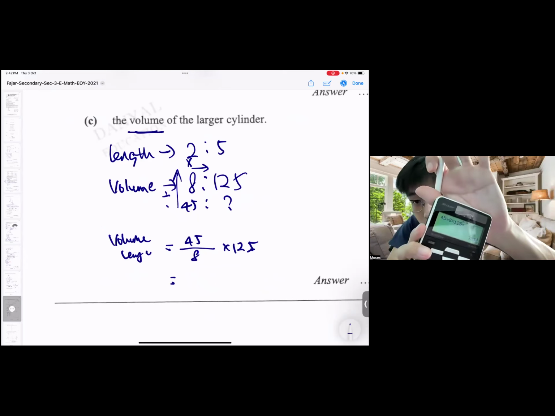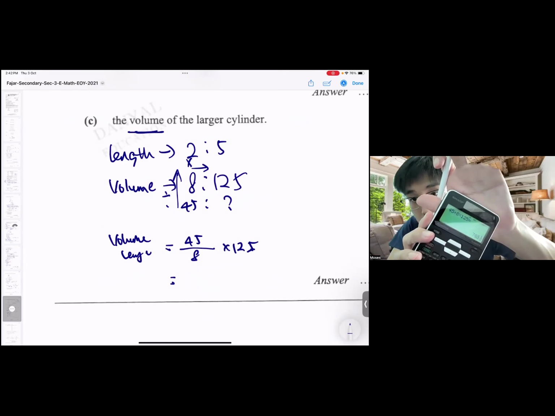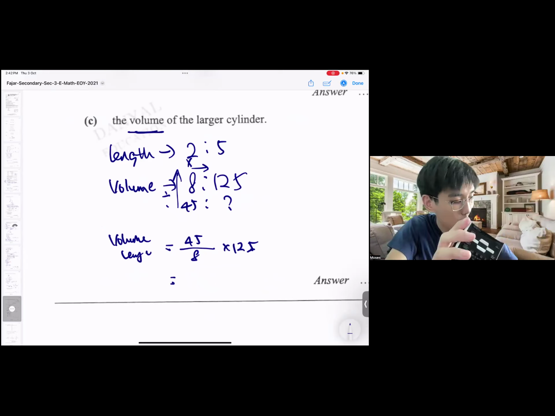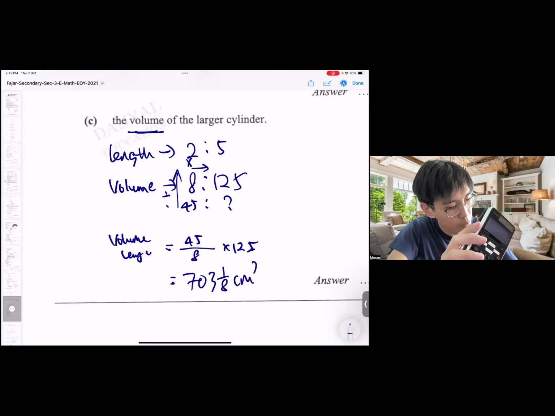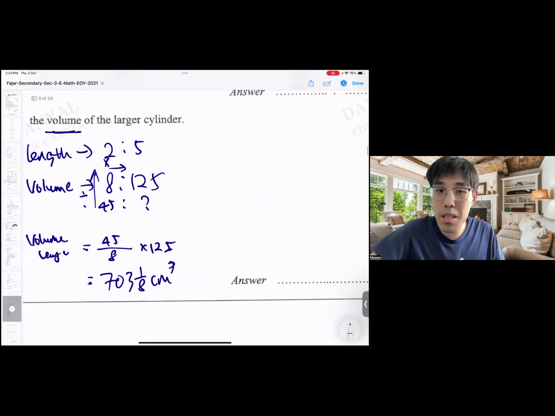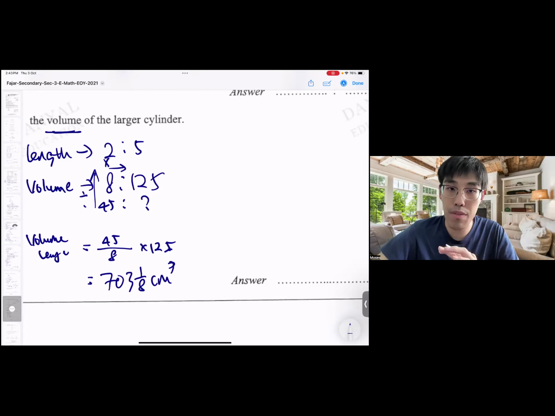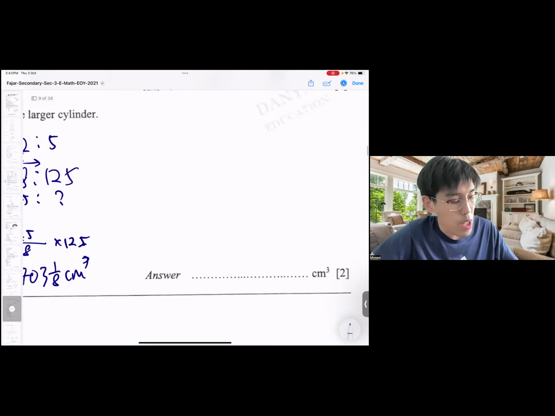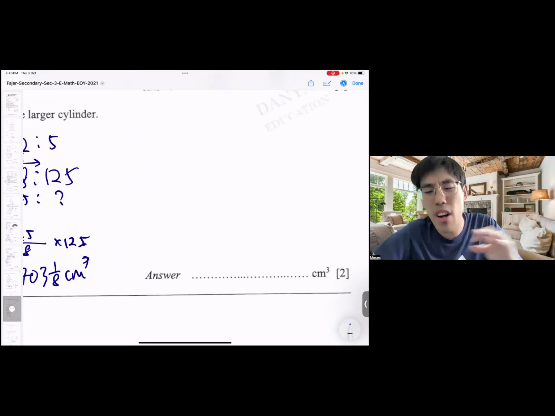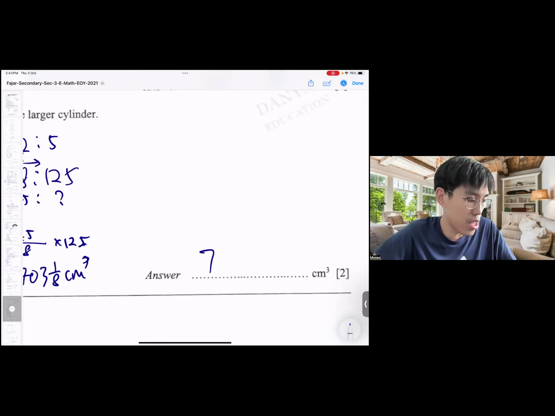Just press. You get this ugly number, but it's okay. It's still a decent rational number. Just use 703 and 1 over 8 cm cube. Is it okay to put it in decimal, 0.125? Can, but you cannot change it to 368. Why? Because it's an exact value. So in order to prevent all that confusion, just write fractions.